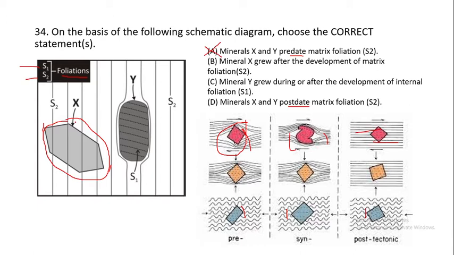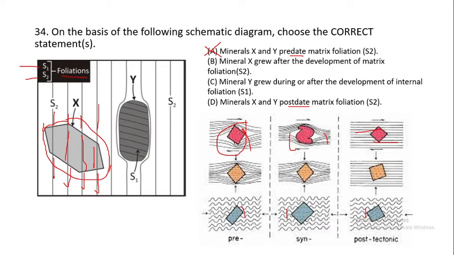Why is it wrong? Because if it predates, no impressions will be present inside it. But here you can see S2 is clearly present inside this crystal. There is no change before and after. So we can conclude about the predate matrix. Now the second option.